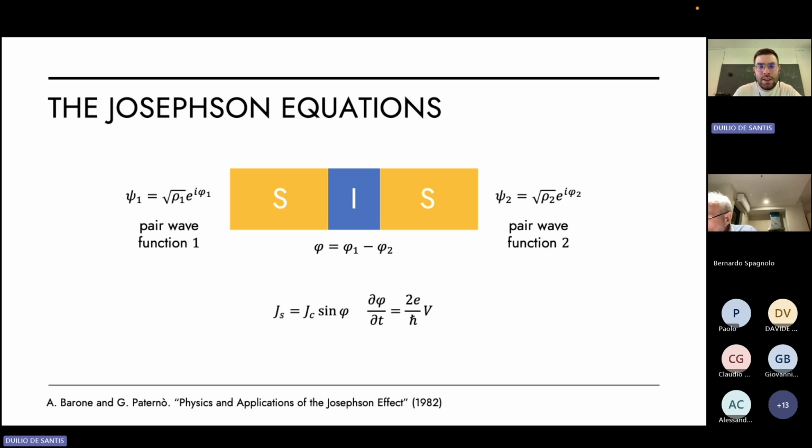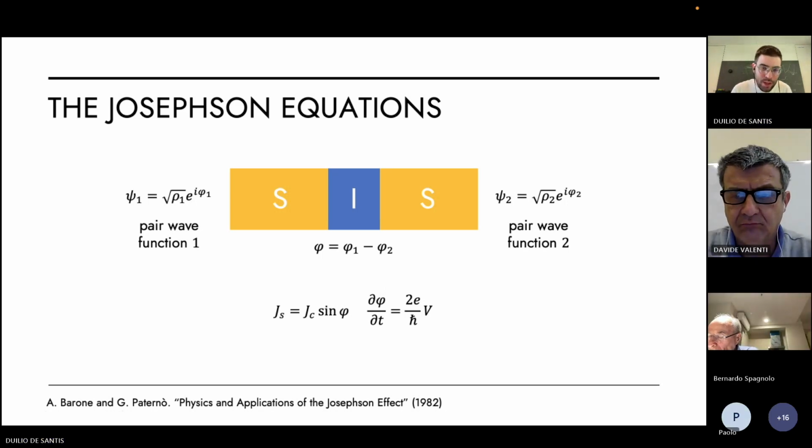You can derive two very simple and famous equations governing currents and voltages in the system, called the Josephson equations. You can see that the sine of the phase difference gives us the supercurrent within the junction, and the time derivative of the phase is related to the voltage. So we have these physical quantities which are driven by the phase difference, and that's very interesting.